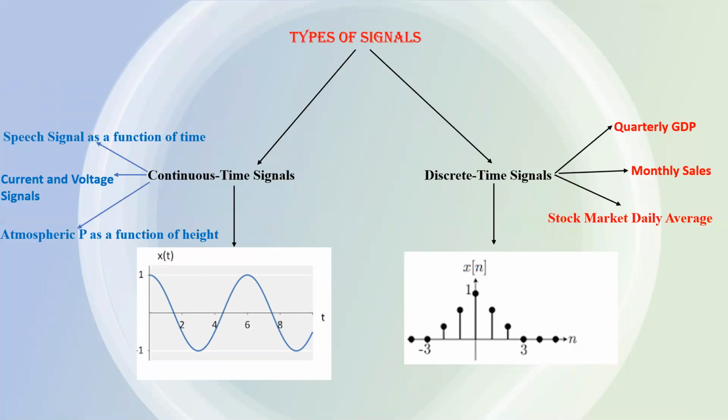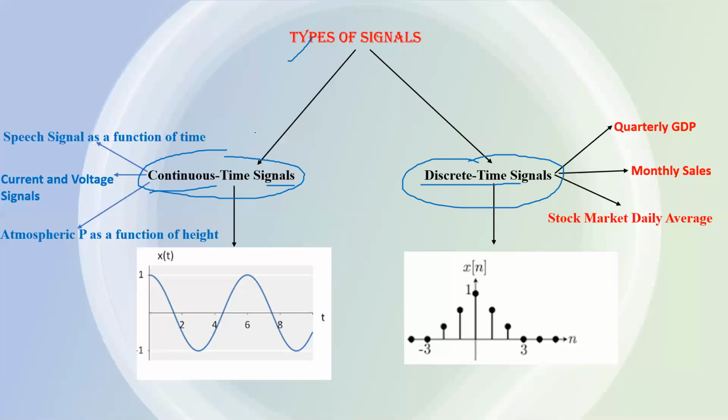This is the basic classification of signals, the basic types of signals, and under this heading there will be various subcategories also. But this is the basic category, the basic classification of signals. You can say there are only two types of signals. One is the continuous time signal, and another one is the discrete time signal. And the definition is clear.